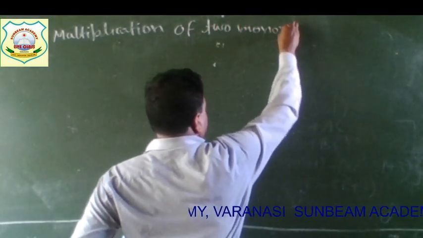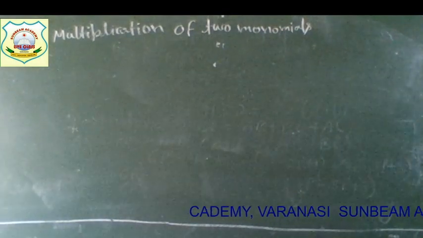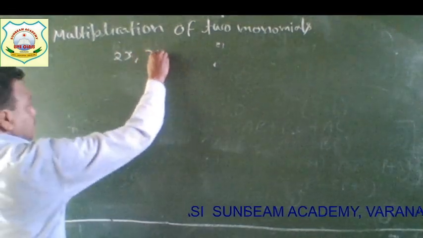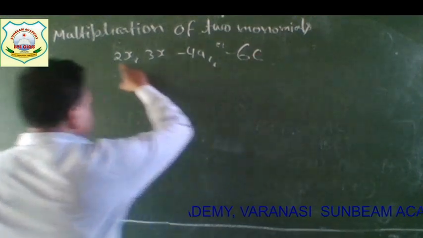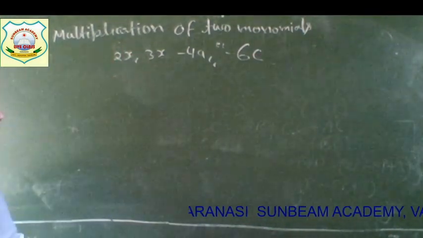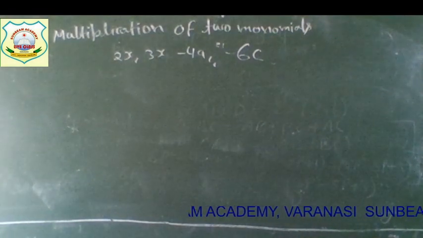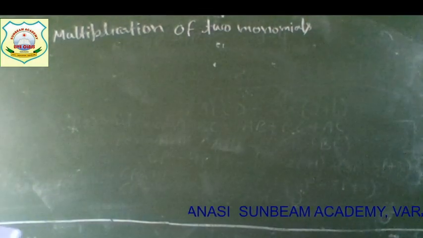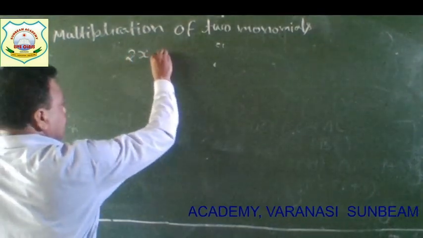Now students, keep in mind what monomials are. You read this in the previous class, class 7. Again I am telling you, monomials like 2x, 3x, minus 4a, minus 6c have a single variable, so we can say these are monomials. We want to multiply two monomials, so first of all take two monomials, like 2x and 3x.